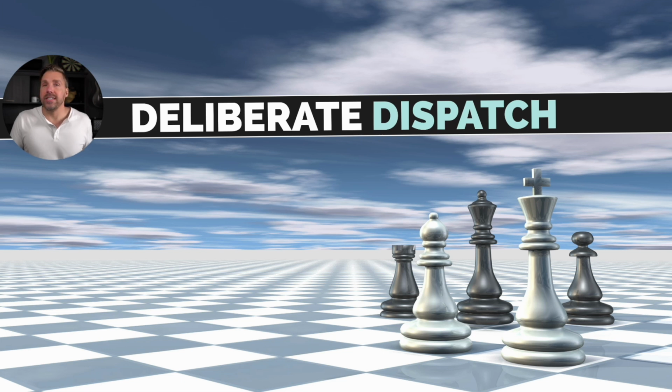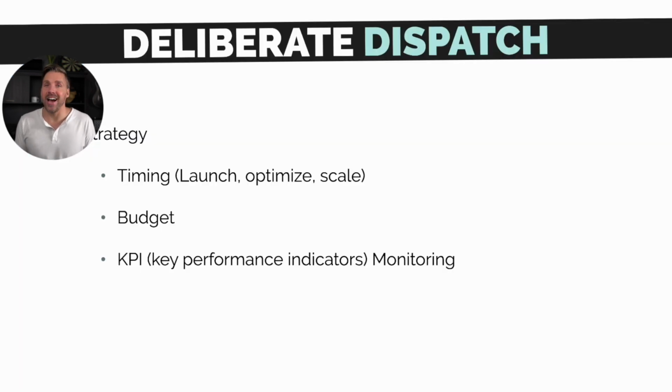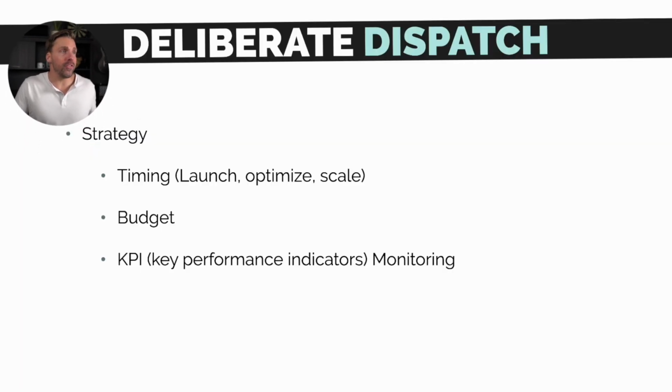All right, deliberate dispatch. Let's talk about getting these things out into the world. There are a couple of different things you want to consider when it comes to launching your ads the first time. The first one is timing. You launch, then you optimize, then you scale. That's the process. You can't scale an ad, obviously, if you haven't launched it before. So you need to get it out into the world.